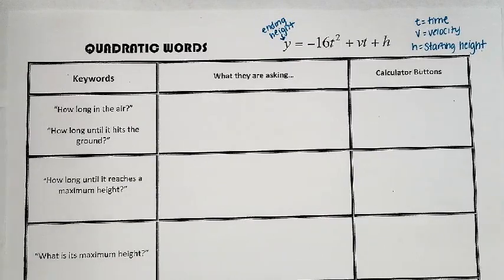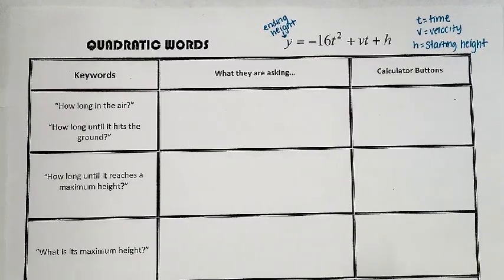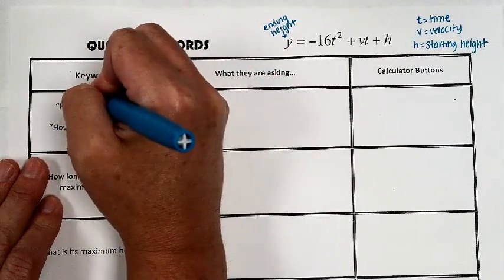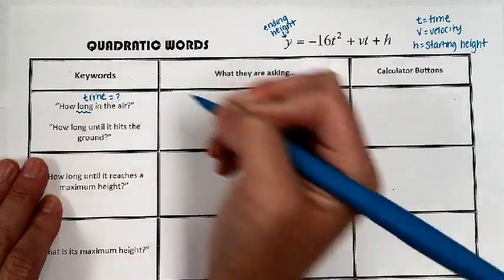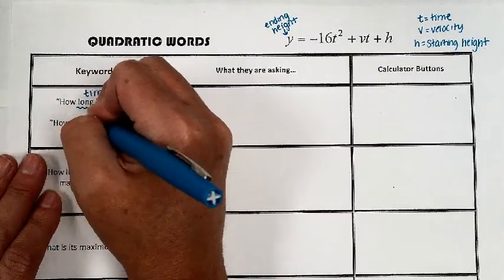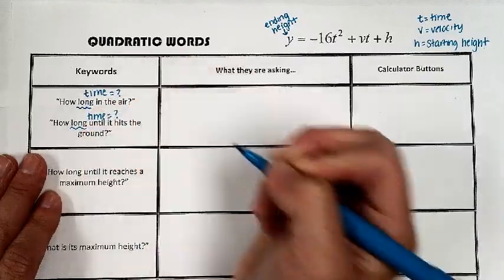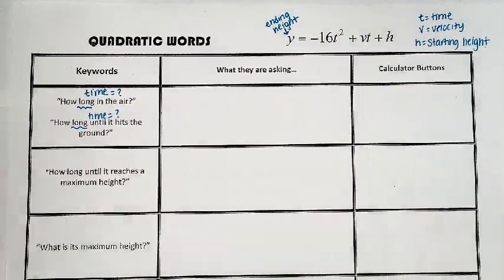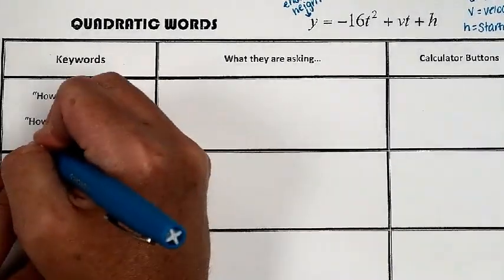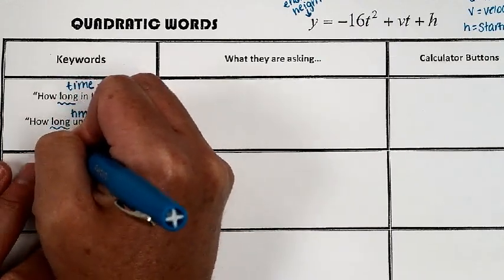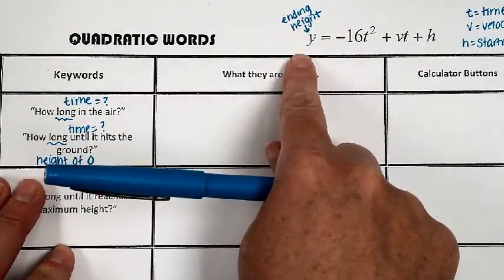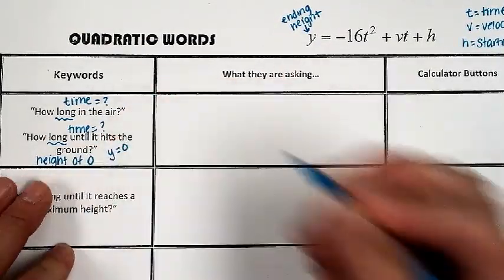Alright, so some key words. If I have a question like, how long is it in the air? So long, you're looking for time. How long until it hits the ground? Again, you're looking for time, the t. Well, when it hits the ground, what would the height be? 0. So this would be a height of 0. So your height of 0 is going to be your ending height. Y is equal to 0.